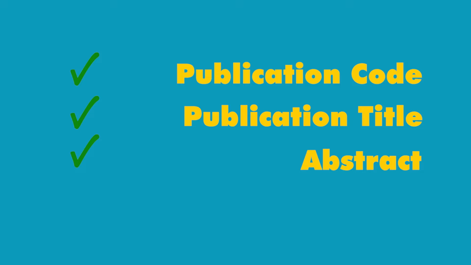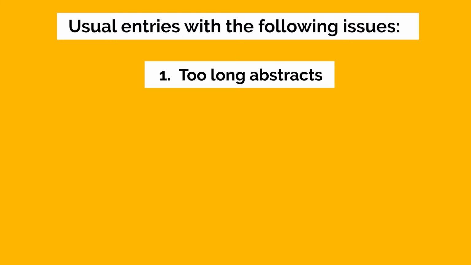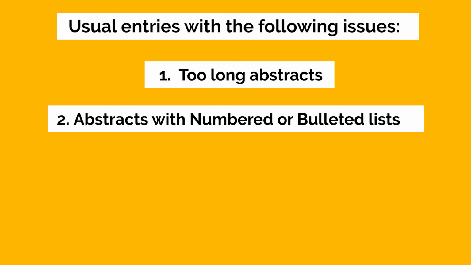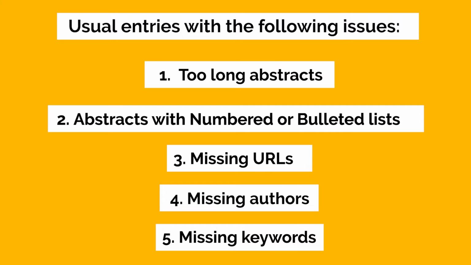Once submitted, the SERP-P team will check the information provided and will approve the publication. Cases when we could not approve your entries are the following: too long abstracts. We encourage you to upload abstracts with a maximum of 300 words. Abstracts with numbered or bulleted lists, missing source URLs, missing authors, and missing keywords.